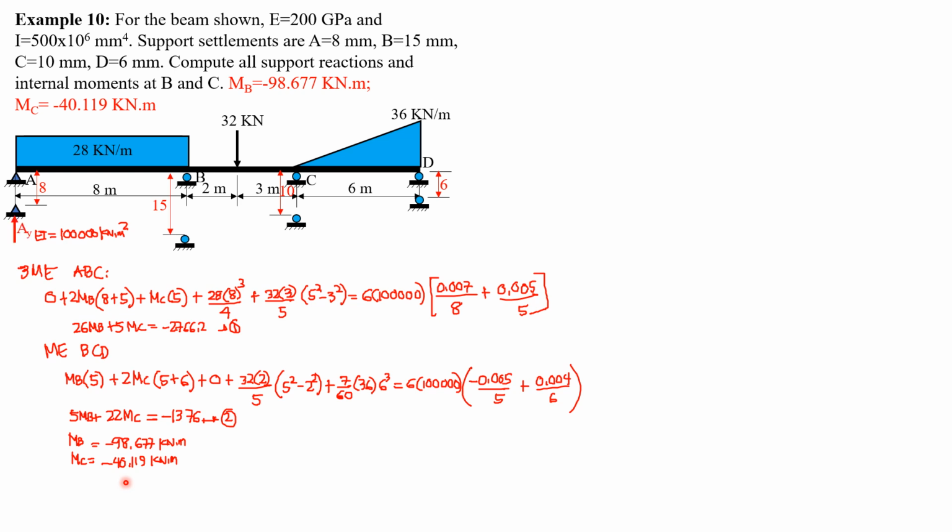So we then compute the reactions. I call this AY, AX is 0, R sub B, R sub C, and R sub D. And we apply the moments here. We have clockwise to the left of B, counterclockwise to the right of B because moment B is negative. So it should be directed as shown. Same is true at C because the moment at C is also negative.